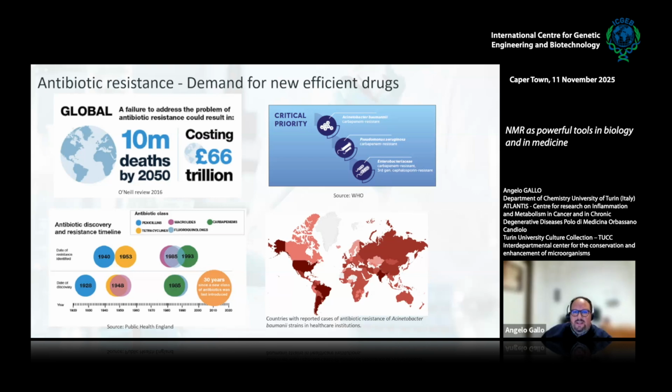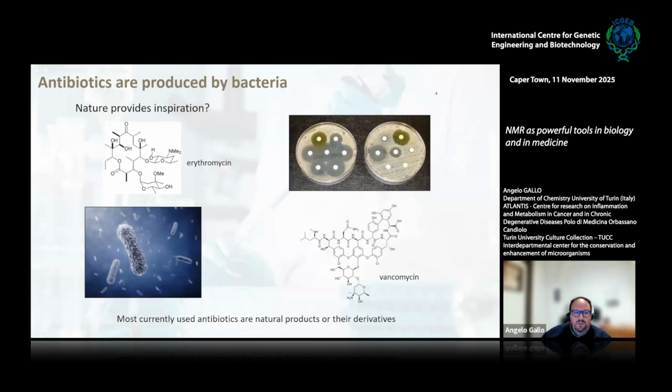What we can do as scientists is look for new synthetic pathways, or, mostly and more efficiently, look at classes of antibiotics produced by bacteria. For example, erythromycin or vancomycin. These are the most currently used antibiotics and are coming from natural products or their derivatives. So nature, in this case, provides a great inspiration.